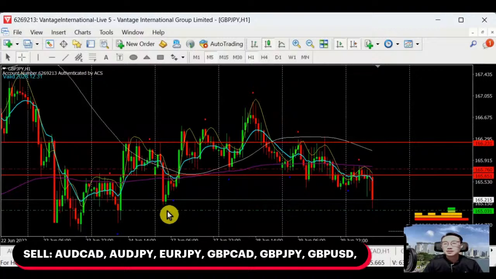Let's see if it's actually going to try to test the support once again. It will very likely test the support once again. That means there may be a false breakout. So I guess most of you should have your TP above the support level over here.